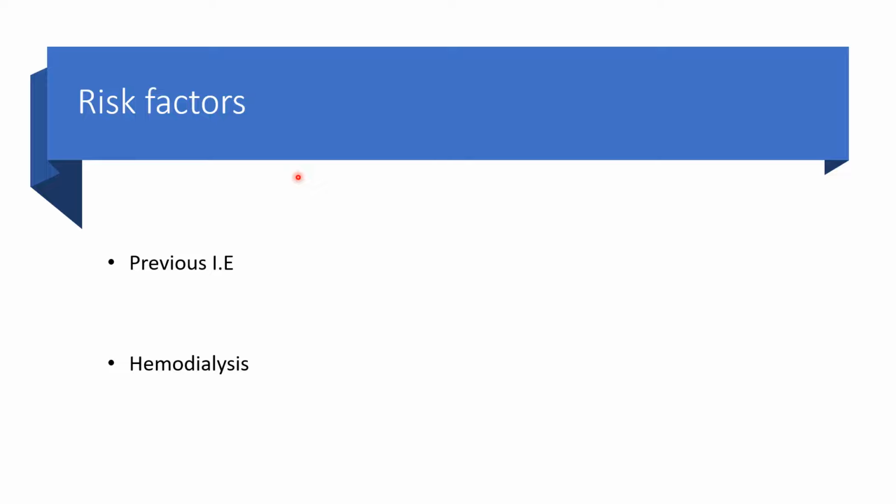Still on risk factors. When we come across an individual with previous infective endocarditis, now with signs and symptoms, with peripheral stigmata, we can then do the rest of the workup. It's likely going to be a repeat.